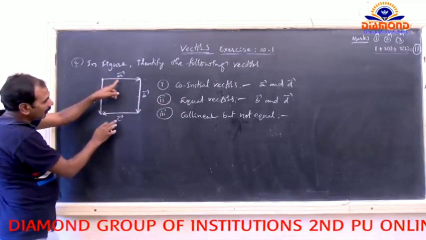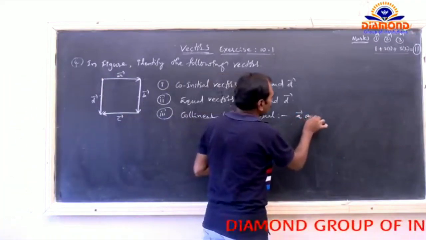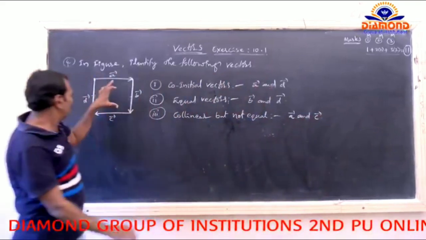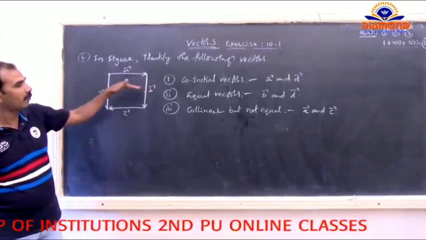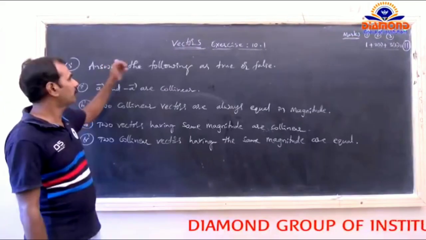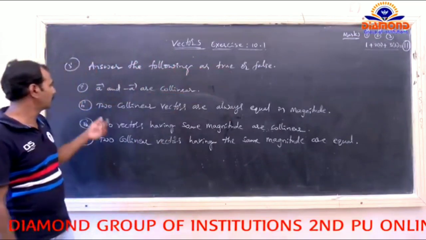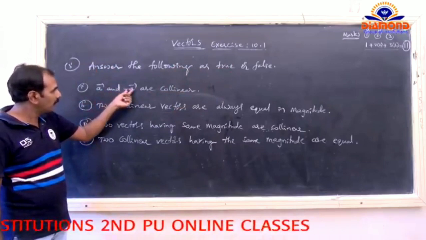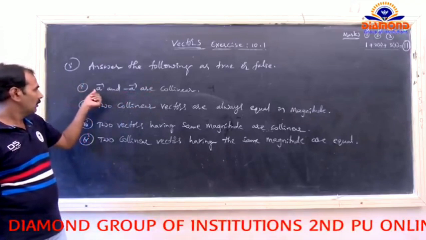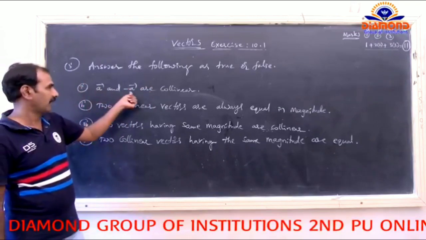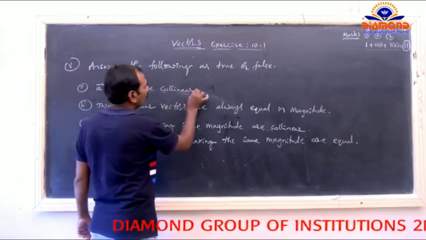Collinear but not equal means A and C. A vector and C vector. These both are not equal, only collinear vectors. These both are parallel to the same line. That's why collinear vectors. In first exercise, answer the following as true or false. So simple. A vector and minus A vector are collinear. So these both magnitude is same, but direction is opposite. So that's why these both are collinear vectors.